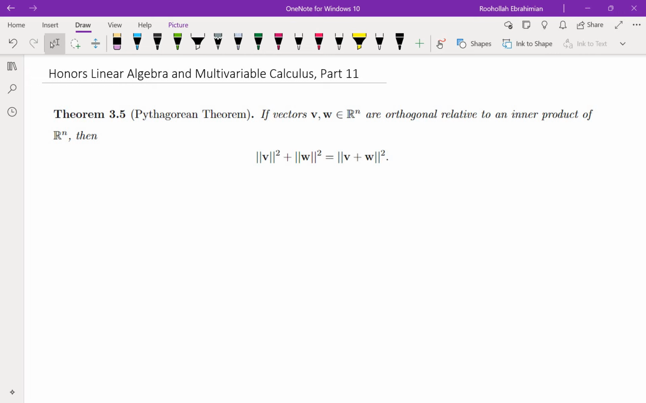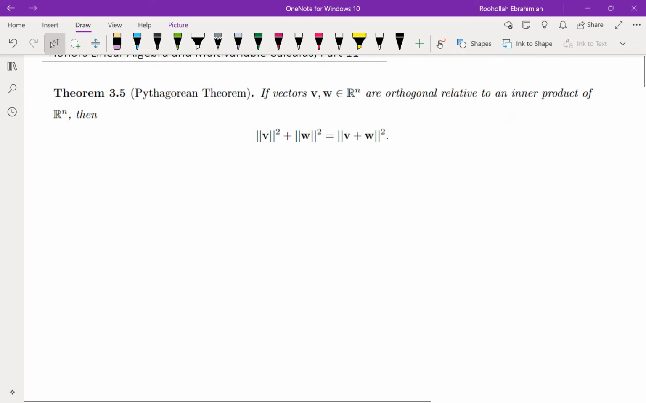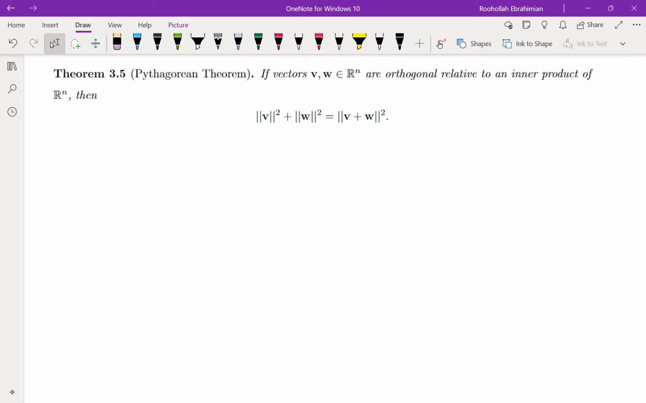Hello, in this video we're going to continue our discussion on inner products, and the first thing that we're going to prove is the Pythagorean theorem. So let V and W be vectors in Rn and they are orthogonal relative to an inner product, then length of V squared plus length of W squared is equal to length of V plus W squared. So how is that related to the Pythagorean theorem?